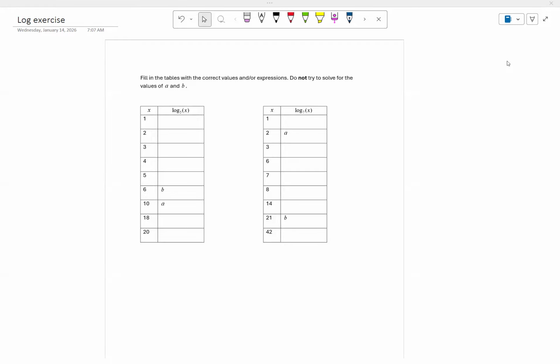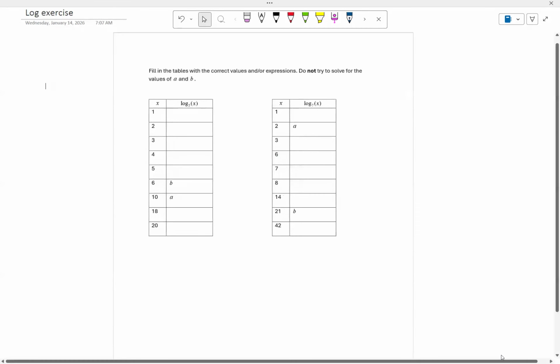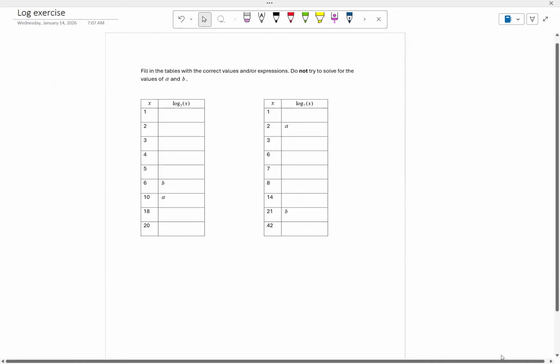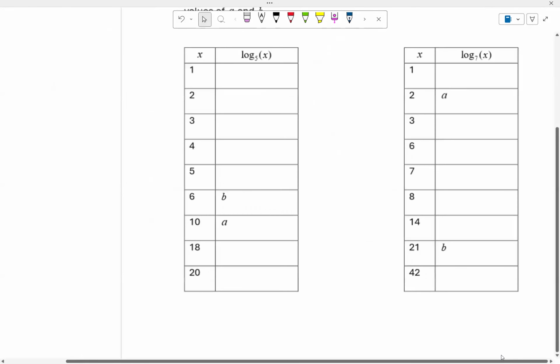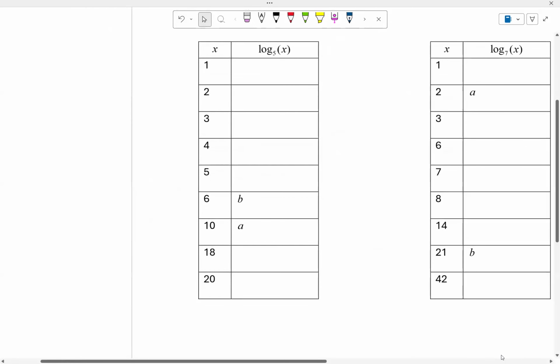The point of this little mini session is just to go over some of the properties of logarithms and do an exercise involving logarithms. You can see that there are two different columns here. Each one is a set of problems, and the goal is to fill in the blanks as well as we can without using a calculator.